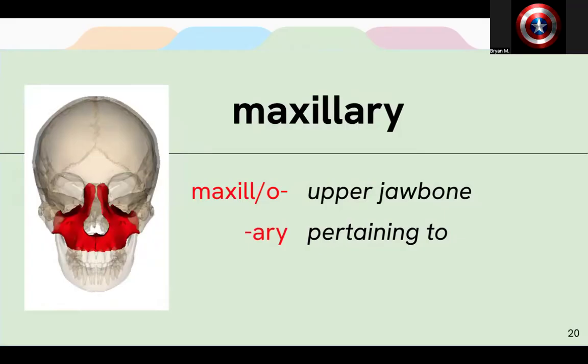The maxilla is the upper jaw bone that consists of two maxillary bones fused in the middle. Maxillary is formed from the root maxil or maxillo, means jaw or upper jaw. Remember this, maxillary, so the maximum jaw, the biggest part of the jaw holding up all of your teeth for maximum power of chewing.